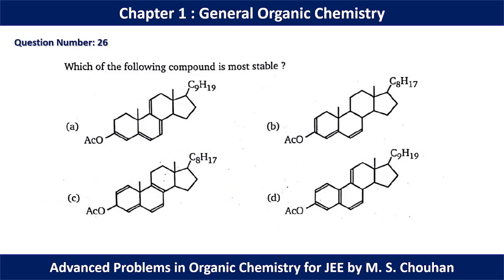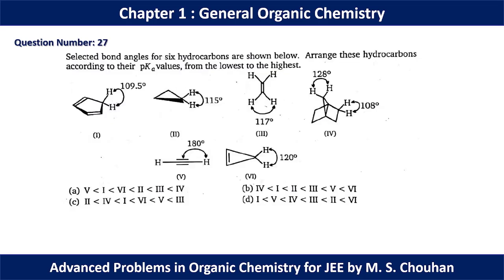In question number 26, which of the following compounds is more stable? As we know, aromatic molecules are the most stable molecules, and in option D only we have one ring which is aromatic in nature. If we compare options A, B, C, D, we have only one option where one ring is aromatic in nature. That's why for question number 26, option D should be the correct option.